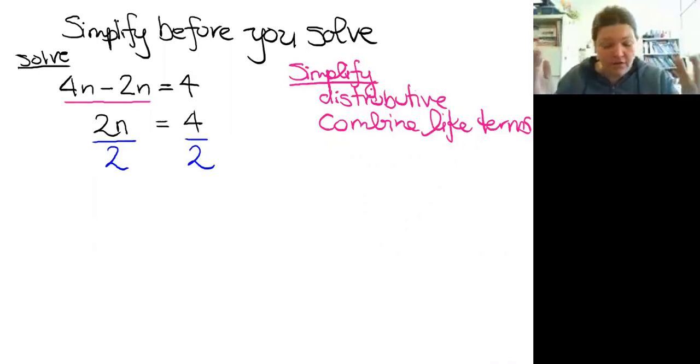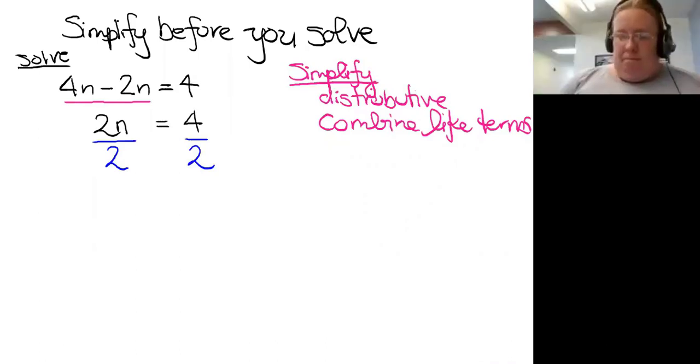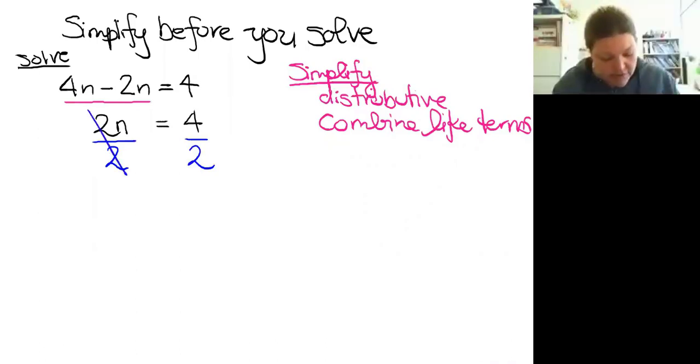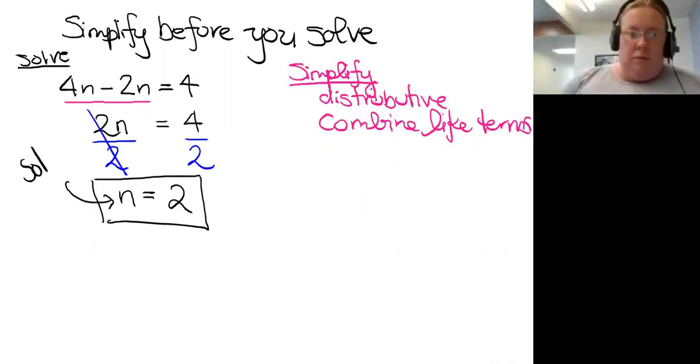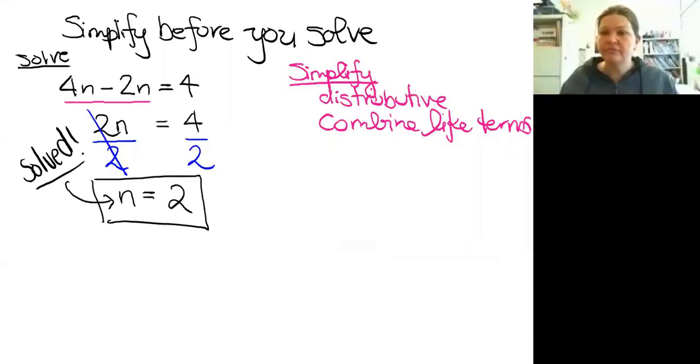Does that make sense? So I solve on both sides. 2 divided by 2 cancels. And I'm left with an n on this side. And of course, 4 divided by 2 is 2. And I'm done. I know I'm done because the letter is alone. Very simple little example. We good with that? Let's pick up our game. Try it a little trickier.